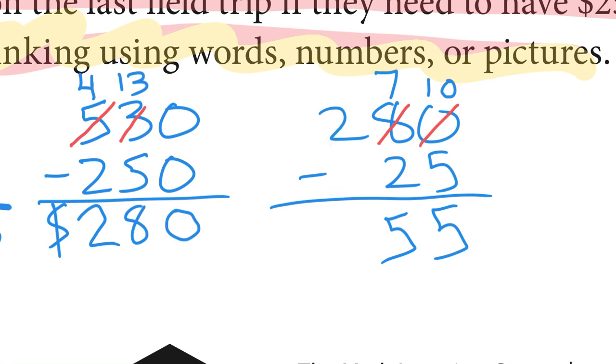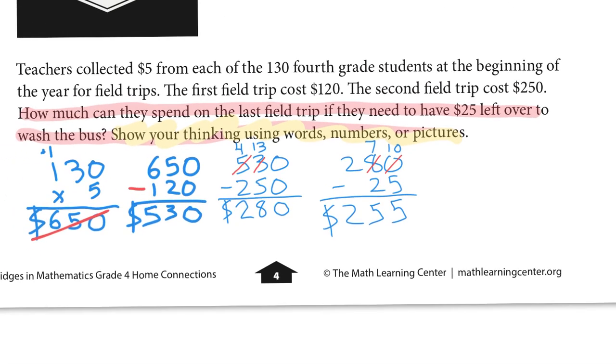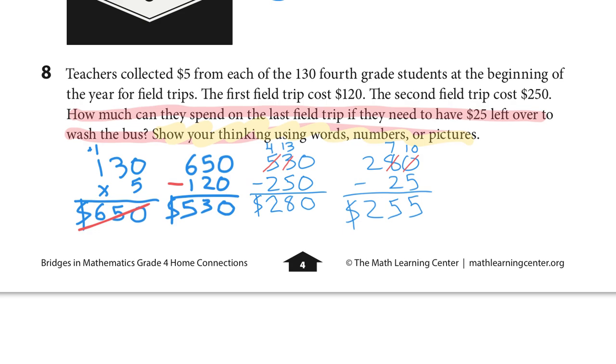2 minus nothing, ooh, thank you. It's like a gift. $255 is what's left over if we save that $25 here for washing the bus. So the question says, how much can they spend on the last field trip if they need to have $25 left over? This is our number right here. There's $255 that they can spend on the last field trip.